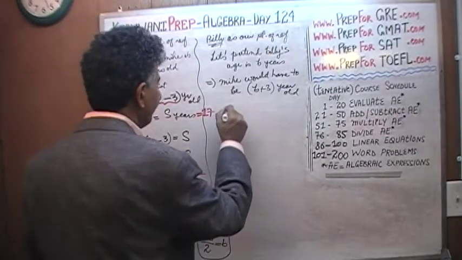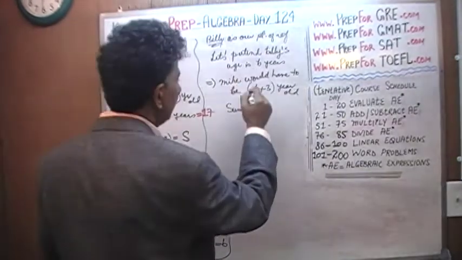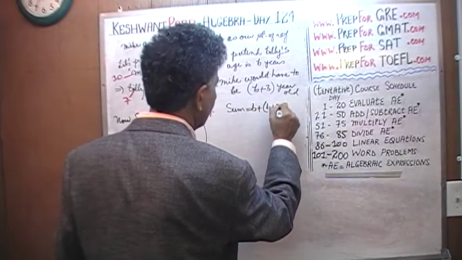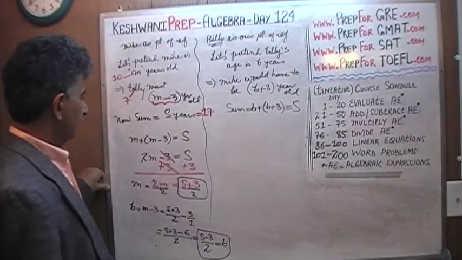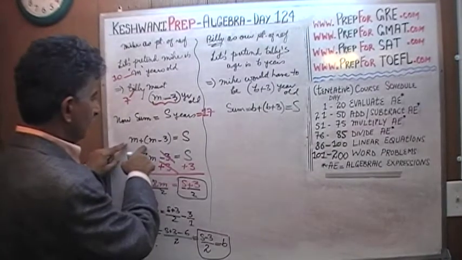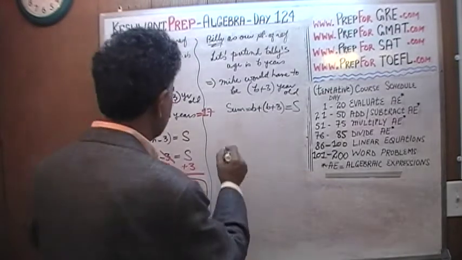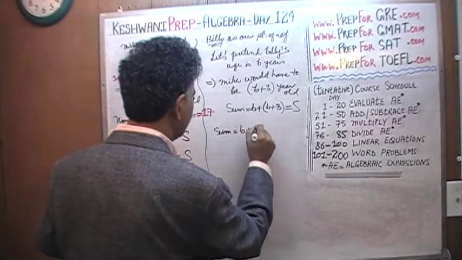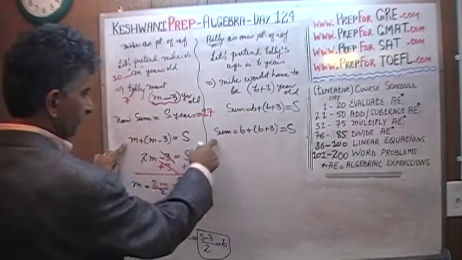Now we know that there is the sum of their ages, which is B plus the B plus 3. We are told that this sum equals S. Let's simplify it. This thing that I just wrote should have lined up with this thing so that we can follow the work here. The sum equals B plus B plus 3, which equals S. You see this, so you can compare the two.